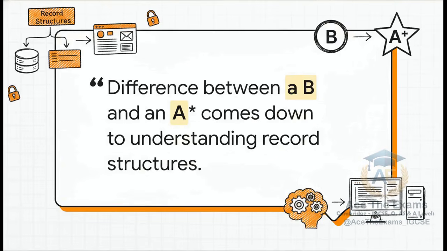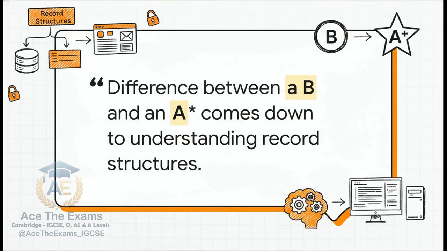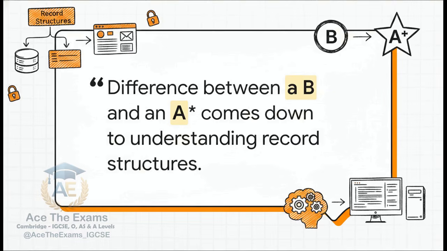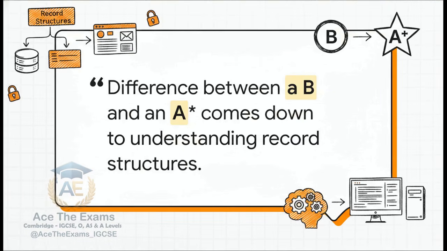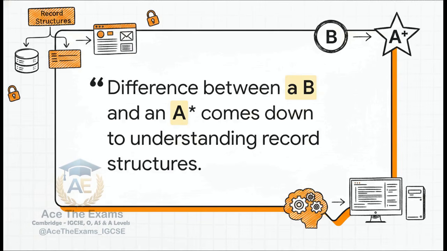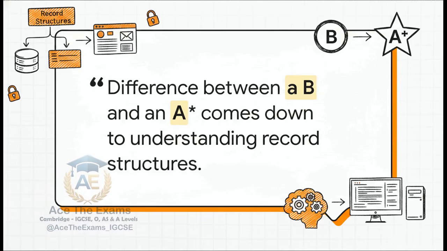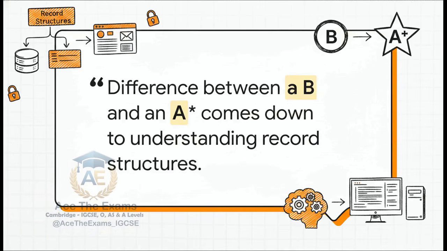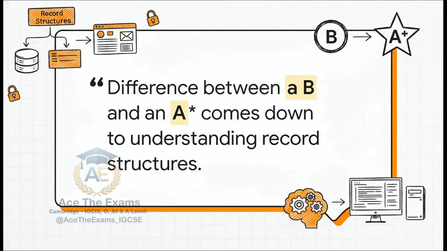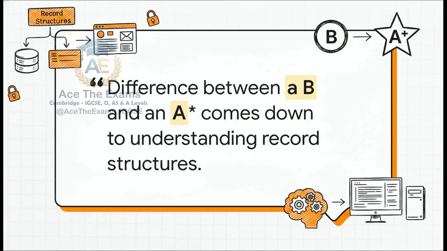Look, there is a massive consensus among senior Cambridge examiners, and it's this. The difference between a solid B and a flawless A-star in computer science, it almost always comes down to how well you understand reading data from and saving data to record structures. Now, I'm not just saying that to scare you or get your attention. It's a literal reflection of how the 9618 syllabus is fundamentally built.